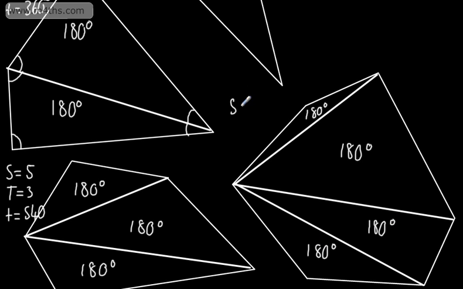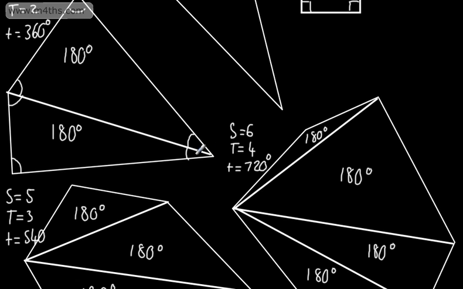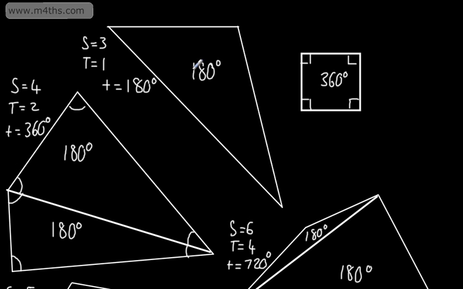So the number of sides is going to be 6, the number of triangles is going to be 4, and the sum of the interior angles is just 720. All I'm doing is adding 180 on each time. So if you think about this, this seems fairly reasonable. If we look, the difference between the number of sides and triangles is 2.